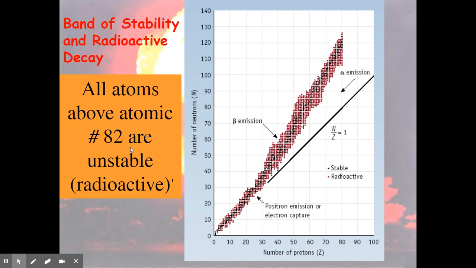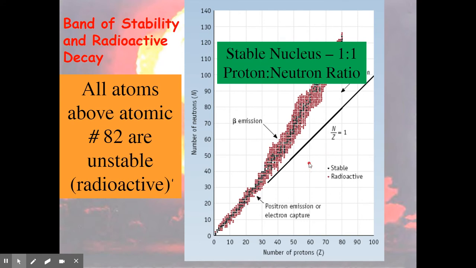Elements below 82 can be unstable. If you look down here, these red ones are the unstable ones. They can be unstable, but they don't have to be unstable. There's always at least one stable nucleus. So that's kind of what we're going to get from here. We don't have to talk about the ratio or anything in here. So a stable nucleus is close to a 1-to-1 ratio of protons to neutrons. The farther it gets away from that 1-to-1 ratio, the more likely it will be unstable.